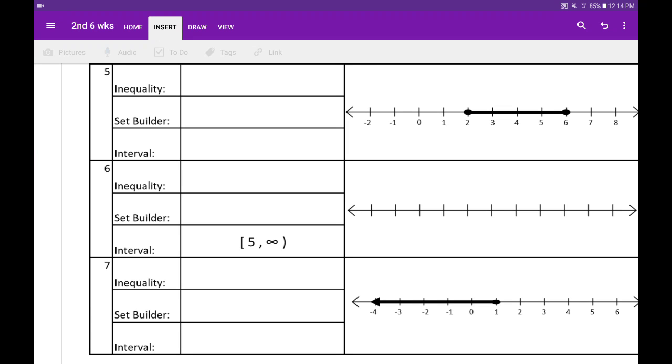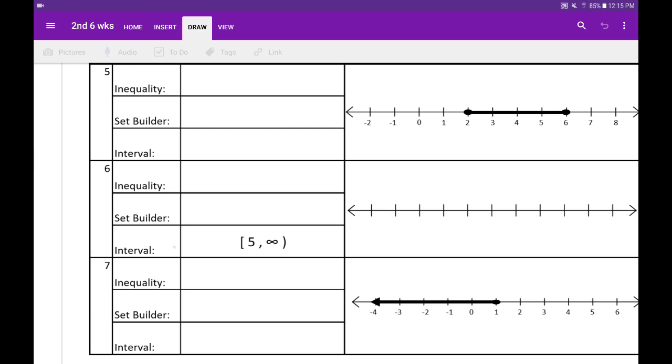In this video, we're going to cover a couple of tricky interval problems that we have here in our homework. One of them is number 6 here. We've got inequality form, set-builder form, and interval notation, and a line graph on the right that we're going to fill in. They're going to give us one of those, and we have to figure out the other three.